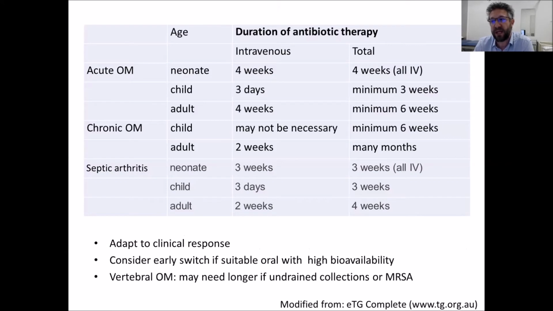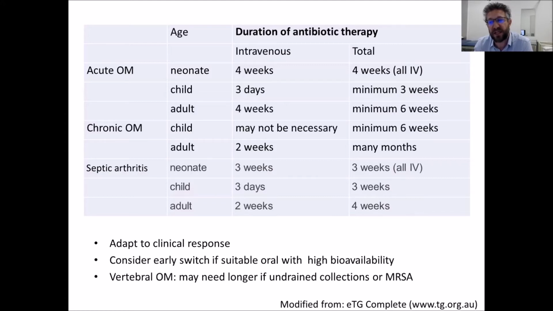So this is where we're at with the Australian Therapeutic Guidelines, a table that I expect a lot of you would be familiar with. We're defining intravenous therapy and the total therapy, combining intravenous and oral therapy. 2 to 4 weeks with a total of 6 weeks is where we kind of stuck here. Although there are notes to adapt the treatment duration to clinical response and considering an early switch if there are suitable oral agents with high bioavailability available.